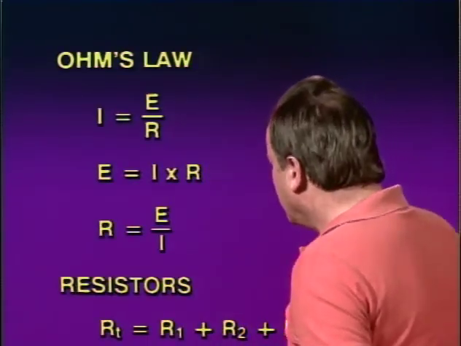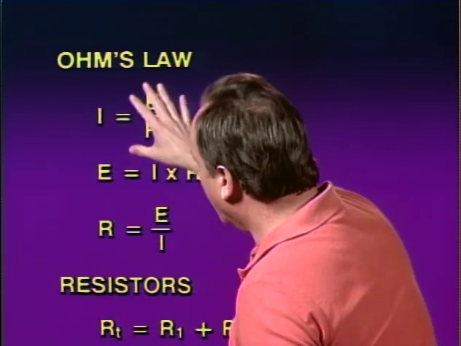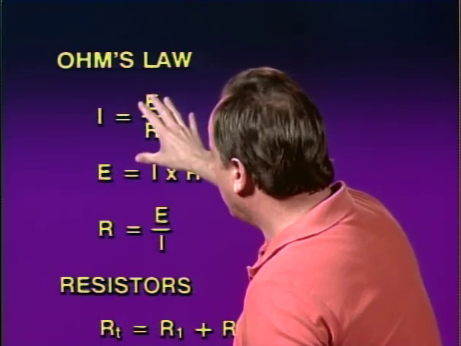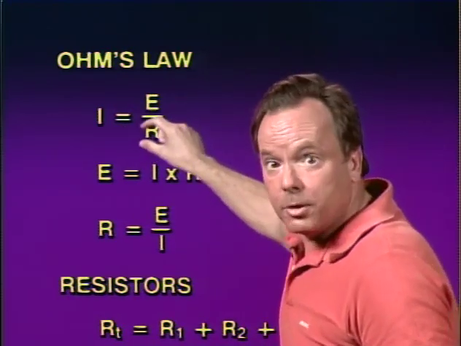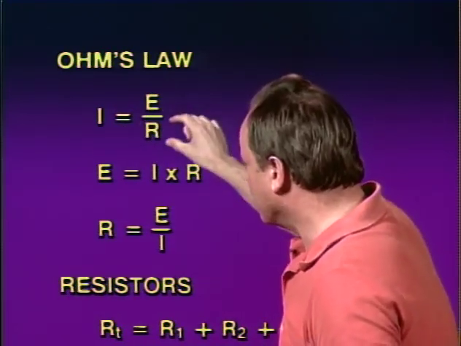Now, before we wrap up DC current, I want to cover those formulas that you need to have in your mind when you walk into that test room. Let's take a look at them. First of all, if you remember, you need to know Ohm's law. And Ohm's law is current in amps is equal to electromotive force in volts divided by resistance in ohms.